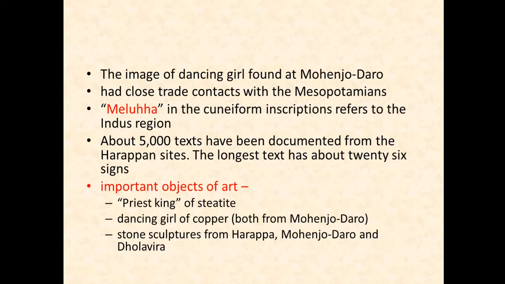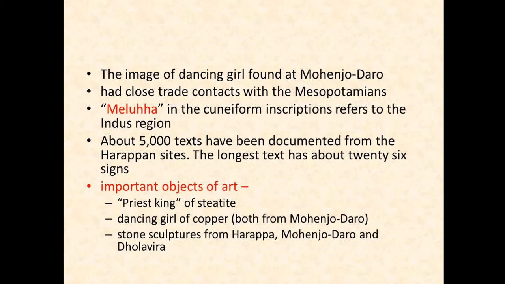The image of a dancing girl was found at Mohenjo-daro, and the people of the Indus Valley civilization had very close trade contacts with the Mesopotamians. This is evident from the cuneiform inscriptions of the Mesopotamians, where there is a word, Meluha, which refers to the Indus region. About 5,000 texts have been documented from the Harappan sites. The longest text has about 26 signs, but the script has not been deciphered so far.